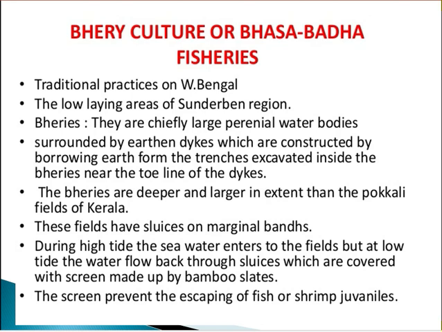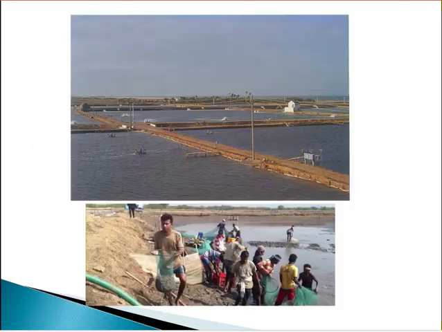Now, the culture period. The culture begins in January to February, during which time the bheris are stocked with fry of fish as well as prawn. Occasional harvesting can be done from May to June, and the main harvesting is done from September to November. So this is the traditional culture which is practiced in West Bengal.